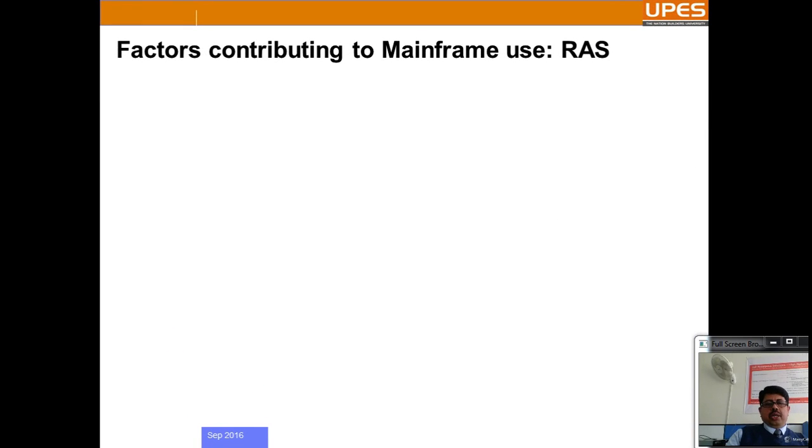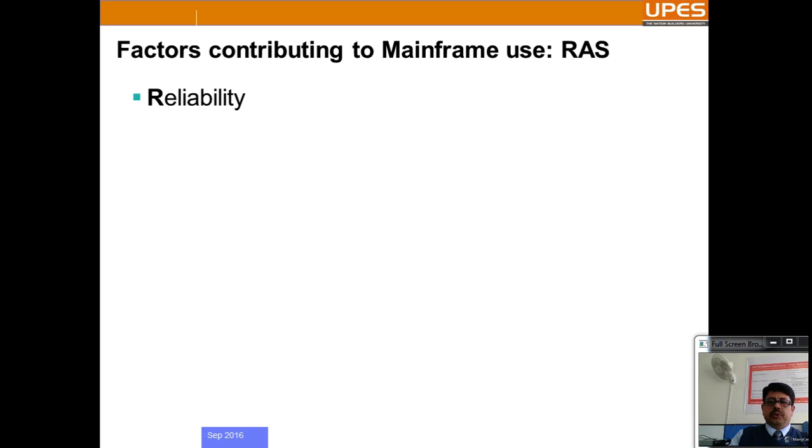So here we are talking about basically the factors contributing to mainframe use. Here I use the word RAS. RAS is normally three words. The first one is reliability. That means if my system is reliable, in which manner is it reliable? Every time it gives you the same type of output. It's not that at one moment it gives something and at another moment, for the same input, it provides some other output. Here there are certain mechanisms by which we assure that every time it provides you the same results. That means it's a reliable system.